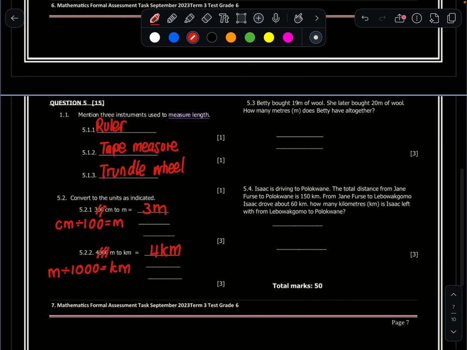Question 5.3. Bessie bought 19 meters of wool. She later bought 20 meters of wool. How many meters does she have altogether? So she has 19 meters, add 20 meters, which gives us 9 and 0 is 9, 1 and 2, so 39 meters of wool in total. So altogether means add.